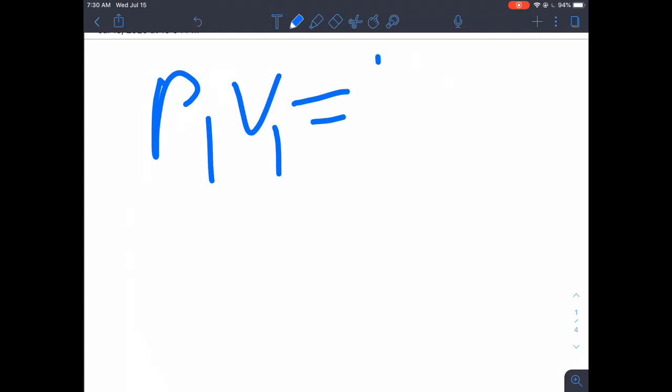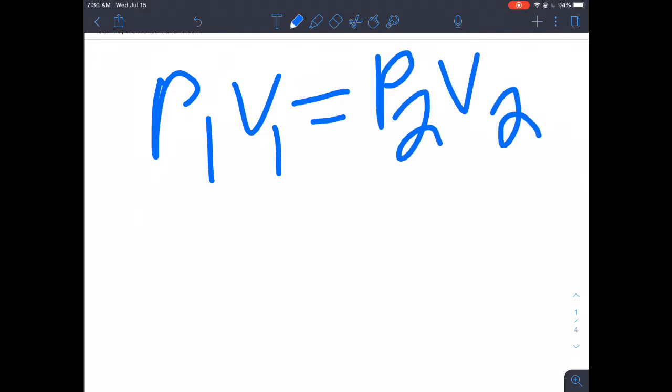Boyle's law describes the relationship between the pressure and volume of a gas. This law states that the volume of a fixed quantity of a gas is inversely proportional to the pressure of the gas if the temperature remains constant. The relationship can be described in an equation like this. Basically, as the volume of a gas increases, the pressure of the gas decreases, and vice versa.